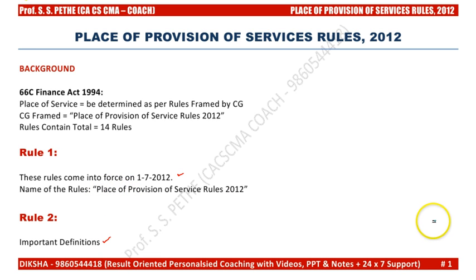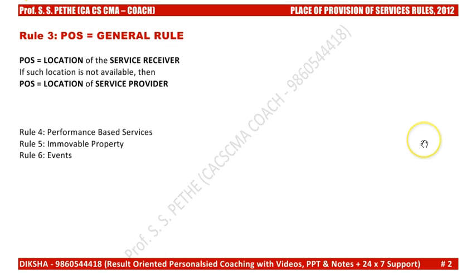Now we will move to rule number 3. Let's see rule number 3. Rule number 3 basically is a general rule. It's a general rule to decide the place of service. As per this rule, the place of service will be the location of the service receiver. And if such location is not available, then the place of service will be the location of the service provider.